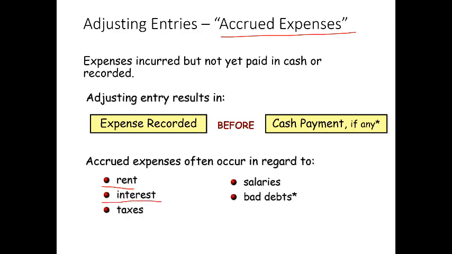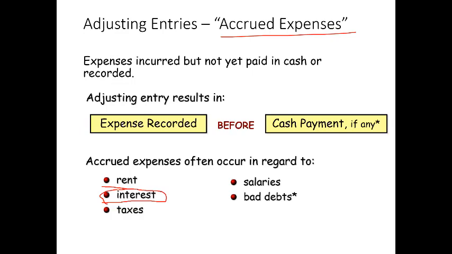Interest is a really common example. If you're borrowing money, you're going to incur interest on those borrowings. That interest is going to build up, and then you're going to pay that later. So you're recording interest expense before you have any cash payment. Your student loans, if you have them, are accruing interest, and again, it's an accrued expense, not a deferred expense. All right.